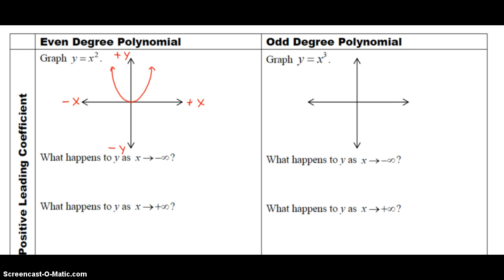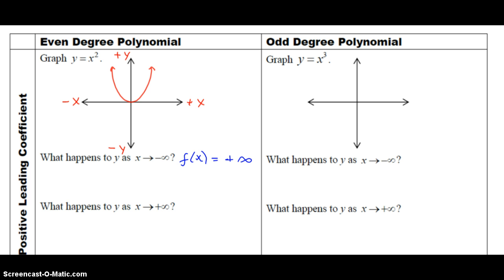So what happens to y as x goes to negative infinity? Well, what that's referring to is, imagine that you're starting at the y-axis and you're working your way to the left. What do we see y doing? Well, we see f of x. Which way is it going? Up or down? Right, it's going up. So it's going to positive infinity.